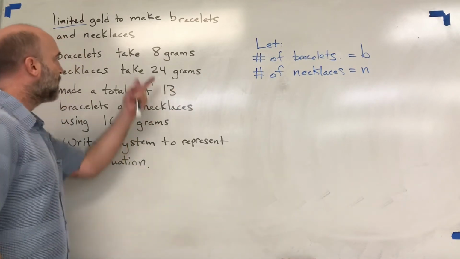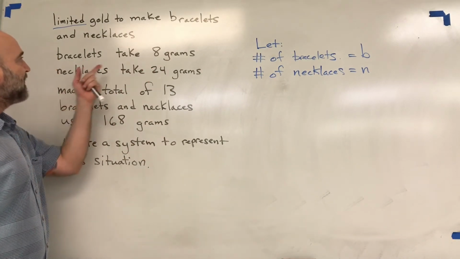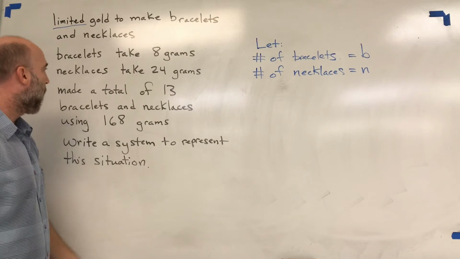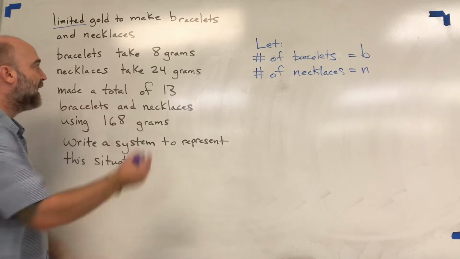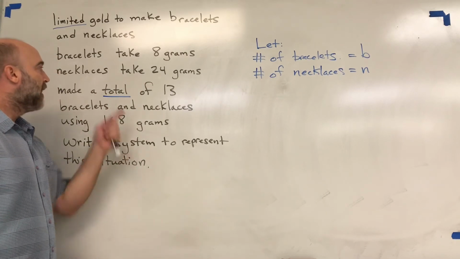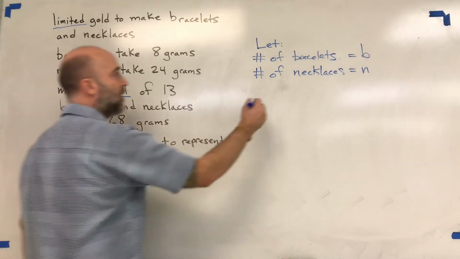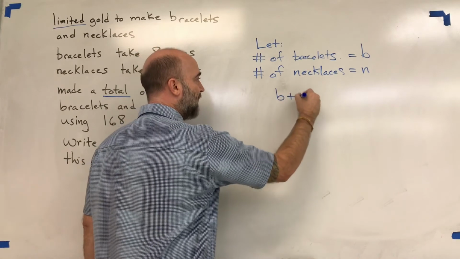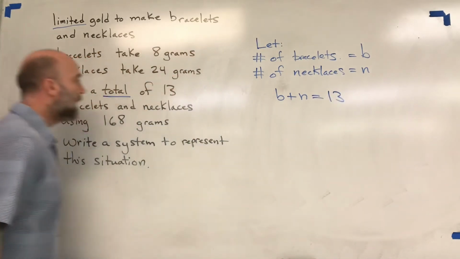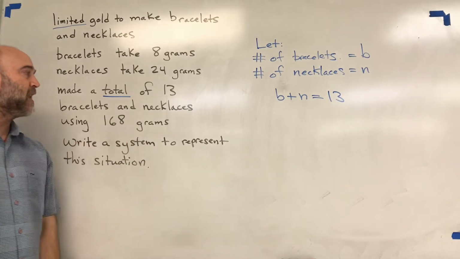All right, so we've defined our variables. Then we want to start going through and looking at the resources and how things are related. Bracelets take 8 grams, necklace takes 24 grams. Okay, that's how they use the resource. They made a total of 13. Definitely we can jump on that. The total means we're adding them together. So the total of 13, I'm adding them together. So one of the relationships is B plus N has to equal 13. And using the resource, they used 168 grams of the gold.